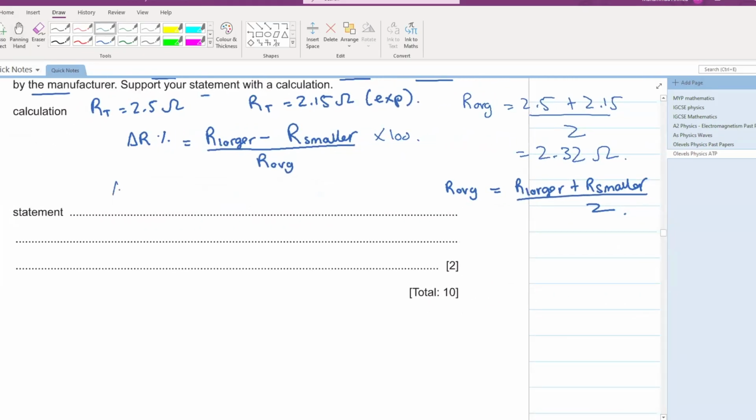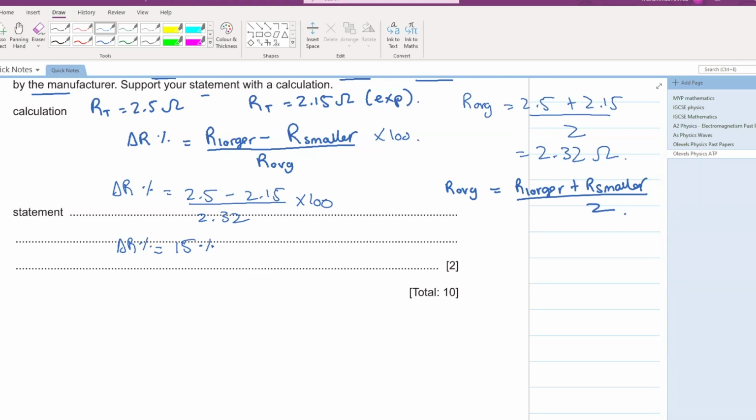Perfect. Now percentage difference in R will be equal to what? R larger, that is 2.5, minus R smaller, that is 2.15, divided by 2.32, multiplied by 100. Can you calculate this answer, guys? The percentage difference comes out to be 15%. I am again and again saying percentage uncertainty. Pardon me, that is just percentage difference.